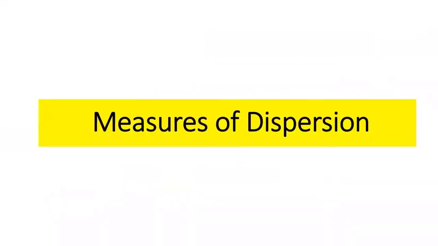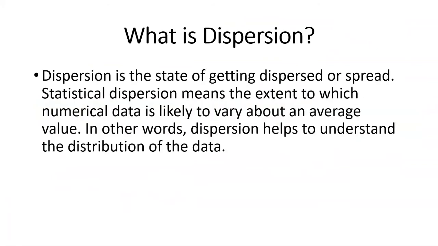So now we are starting with the measures of dispersion. Let's understand what dispersion is. Dispersion is a state of getting dispersed or spread. Statistical dispersion means the extent to which the numerical data is likely to vary about an average value. In other words, dispersion helps to understand the distribution of the data. Dispersion simply means the scatteredness, the variation, how far the values are from the center value. It is called dispersion.